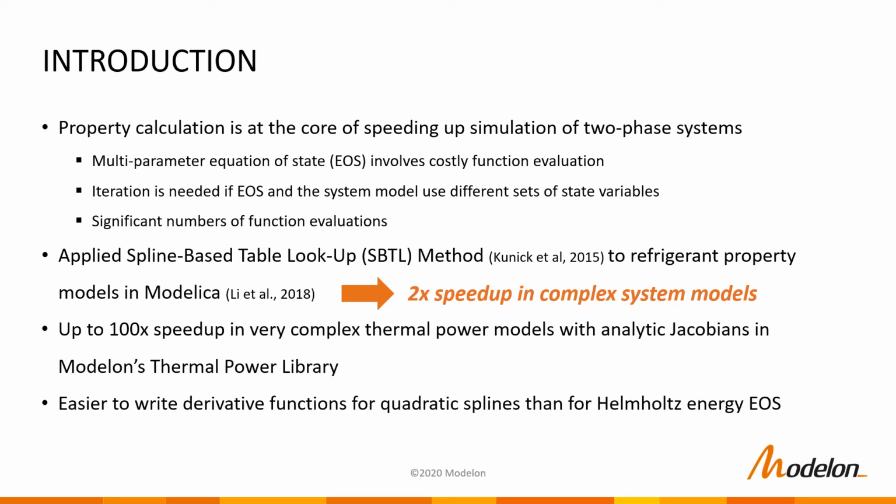In the past, we have seen over 100 times speed up in very complex thermal power models when analytic Jacobian is used. With a spline-based formulation, it's easier to write the derivative functions compared to doing that for a multi-parameter equation of state. And that is what we have done for this project.